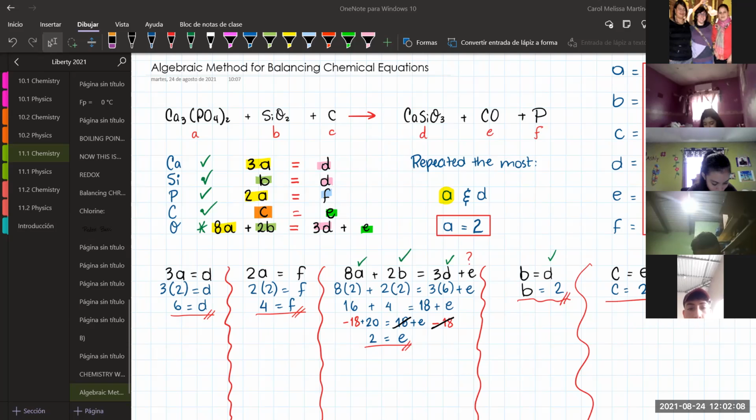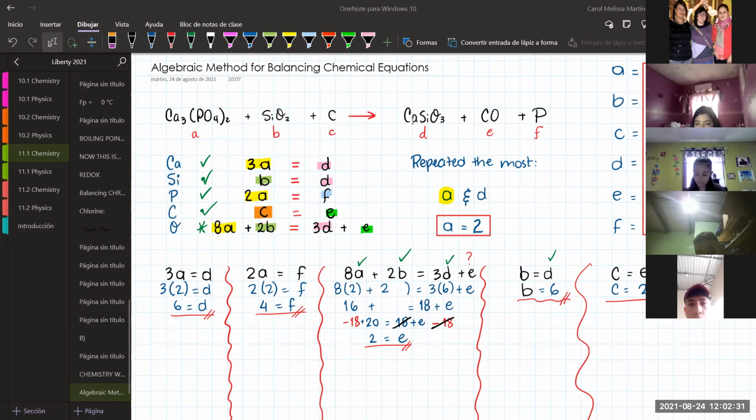Sorry, I have to make a correction again. B equals D. Okay, yes. Thank you, Vanessa. I didn't notice. No, no, no, no, no. Es que aquí me equivoqué porque estaba viendo otro valor. This B is equal to D. B is 6. Aquí tengo otro error.